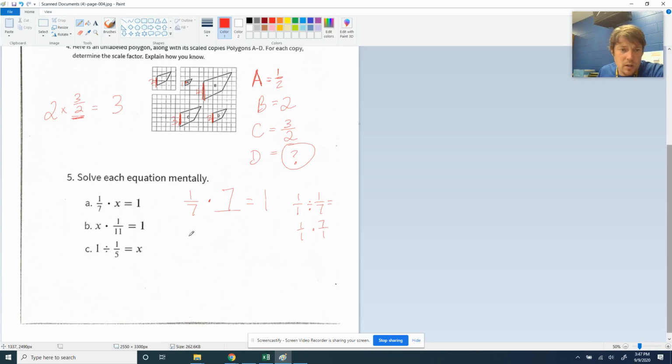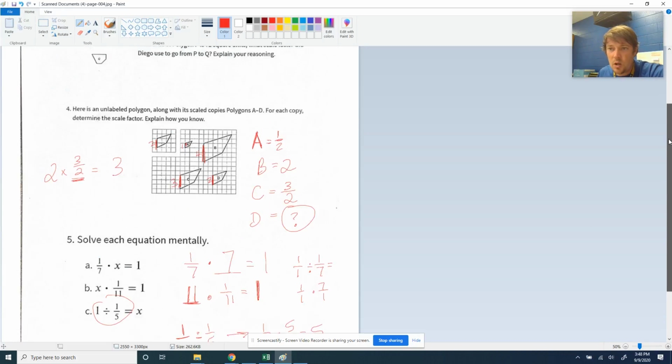And then for this one, you have something times an 11th equals 1. It's still the same idea. What number can I break down into 11ths and get 1? That would just be 11. And then 1 divided by 1/5 equals X. So this one actually tells you what to do. You're doing 1 divided by 1/5. So how many times will 1/5 go into a whole? That's kind of a mental thing. But if you need to do a keep, change, flip to see that it's going to be 5 over 1, you can do that because that's the third one.